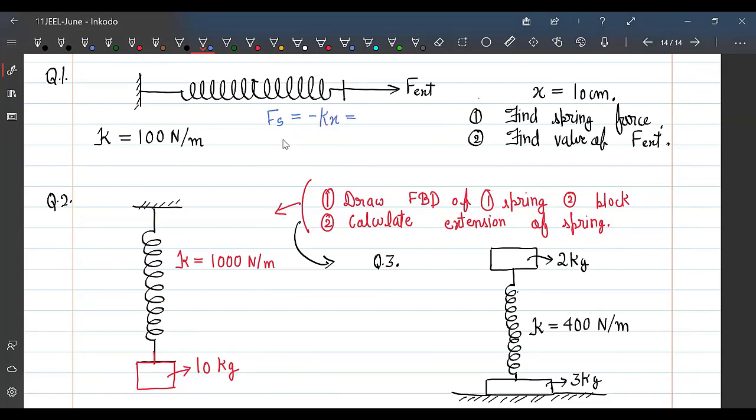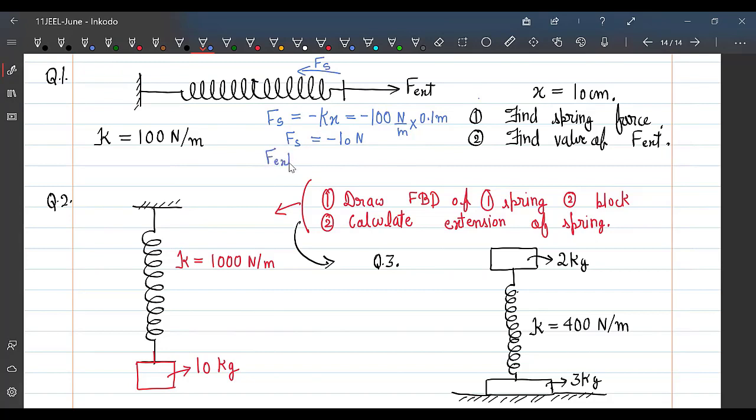माइनस से घबराना नहीं है, माइनस सिर्फ ये बताता है कि एक्सटेंशन के ऑपोजिट में फोर्स लगेगा स्प्रिंग पर. सो k 100 न्यूटन पर मीटर है, और एक्सटेंशन 10 सेंटीमीटर दिया हुआ है, दैट इज 0.1 मीटर. 100 into 0.1, that will be 10. So minus 10 न्यूटन. So spring force चाहे तो minus 10 न्यूटन बोल सकते हैं या 10 न्यूटन towards left बोल सकते हैं. So spring force will act towards the left direction.